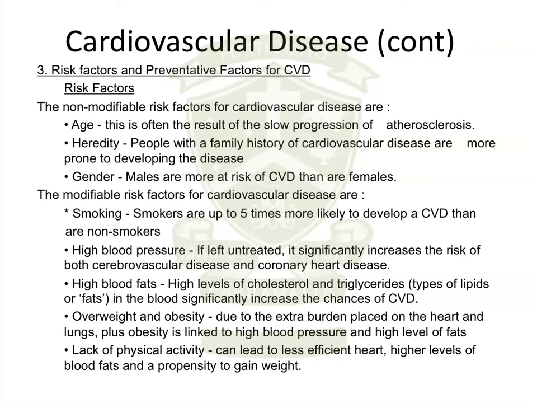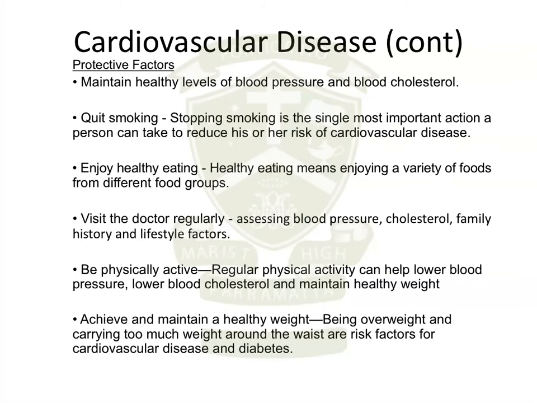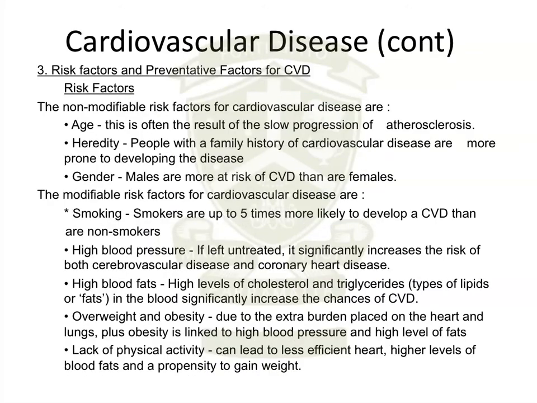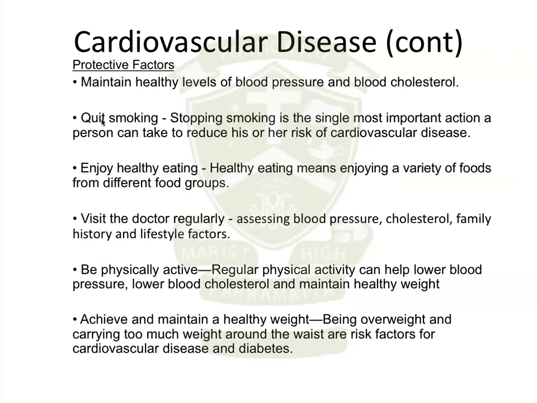So these are the risk factors. Over the page will be the protective factors, which will hopefully prevent disease. It's pretty common sense to work out what you need to do to prevent them. If smoking is a risk factor, then clearly one of the protective factors is to quit smoking. If being overweight and obese is a risk factor, which it is, then you need to have a healthy diet, be physically active, and achieve and maintain a healthy weight. It's common sense.